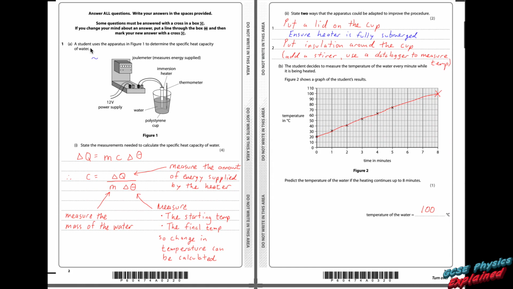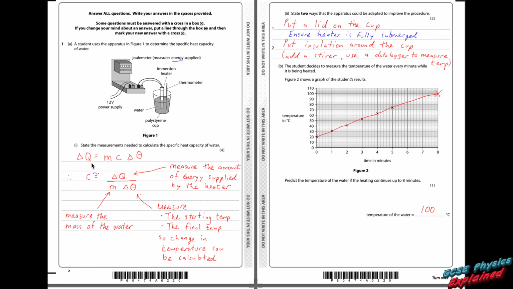Question 1 here. A student uses the apparatus in figure 1 to determine the specific heat capacity of water. So there's a joule meter there, which measures energy, an immersion heater, which gives out heat, and a thermometer. Part 1. State the measurements needed to calculate the specific heat capacity of water.